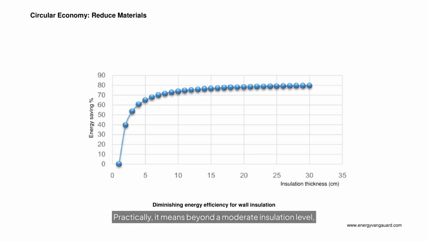Practically, it means beyond a moderate insulation level, the energy savings per added thickness are very small. Therefore, a reduced strategy in design is to use enough insulation to meet energy and comfort goals and code requirements, but not simply maximize thickness without limit. The optimum insulation thickness varies depending on climatic conditions.